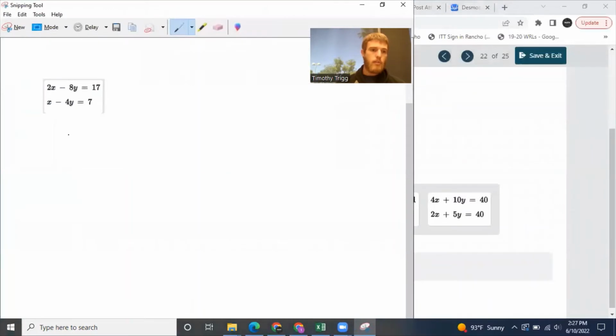All right, in this one's case, let's go ahead and multiply this bottom equation by -2. That way I'll have 2x up here and then -2x down here. So the top equation doesn't change, so I'm just going to rewrite it. 2x minus 8y equals 17. And the bottom equation would be -2x plus 8y. And you can probably already see what's going to happen here, equals -14.